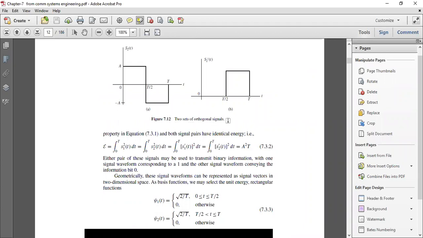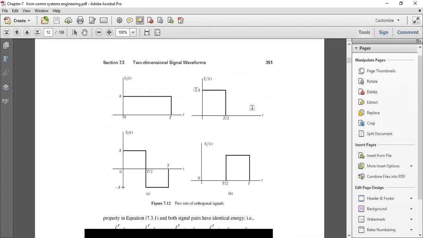Two sets of orthogonal signals. So he is considering these two pulse position signals. So this is S1 bar and this is S2 bar. So these are two pulse signals which are transmitted, and he is considering them for this particular example.